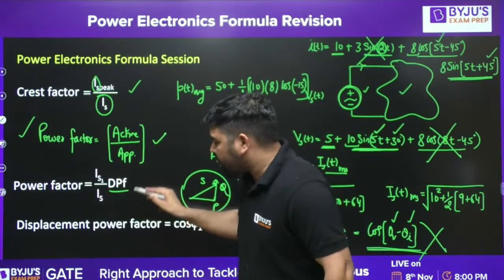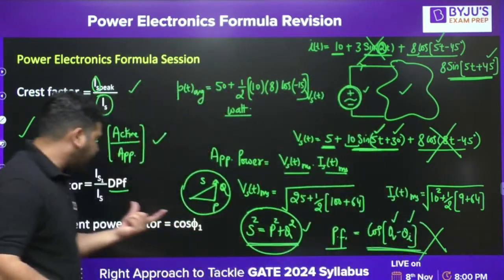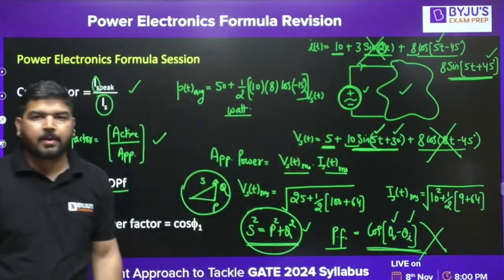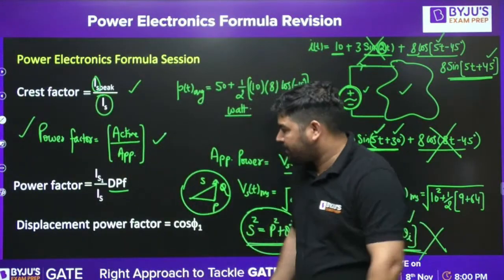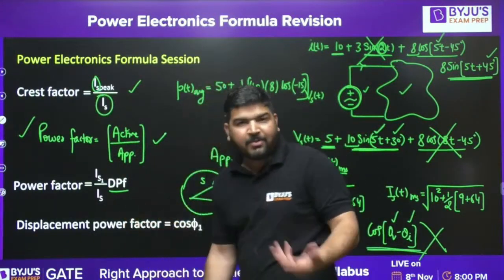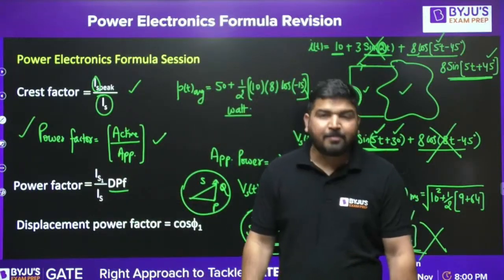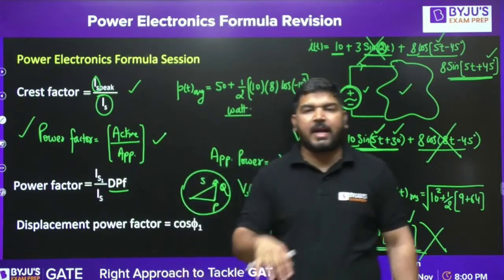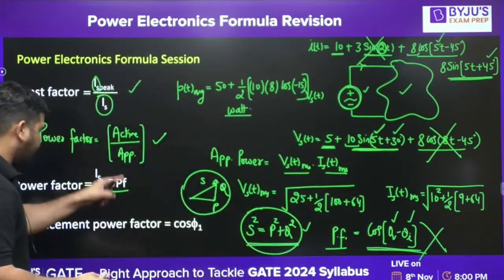But this power factor formula is again not true. It is applicable only if the source is pure sinusoidal and the current has harmonics. If the current has harmonics and the source is a pure sine wave, then you require this formula. And in power electronics, these kinds of situations are everywhere, where the voltage source is a pure sine wave and the current has harmonics. Let's discuss this formula.